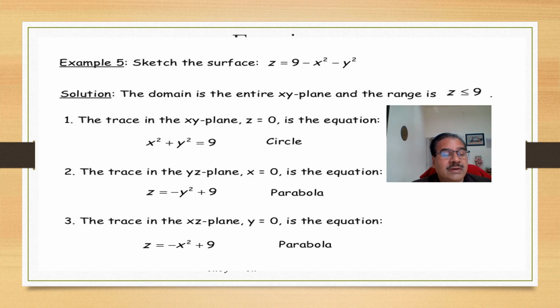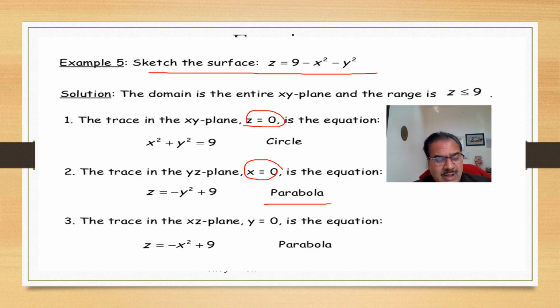If you know this and want to discuss it through an example, sketch the surface z equal to 9 minus x square minus y square. How can you solve this? The domain is the entire xy plane, as we discussed, and the range is z less than or equal to 9. The trace in the xy plane: whenever you put z equal to 0, you will get x square plus y square equal to 9, which is a circle. For the yz plane, you put x equal to 0, and this gives z equal to minus y square plus 9, which is known as a parabola.